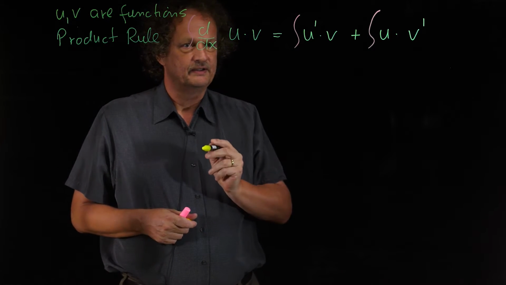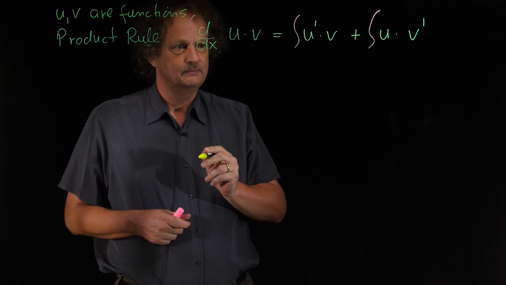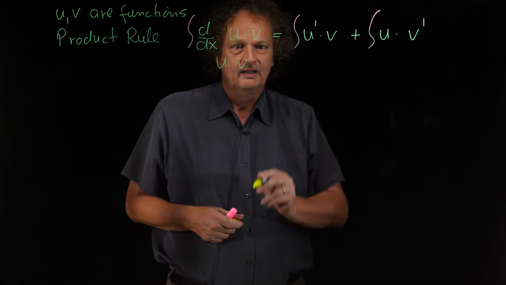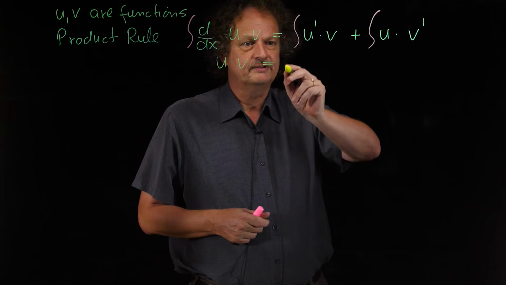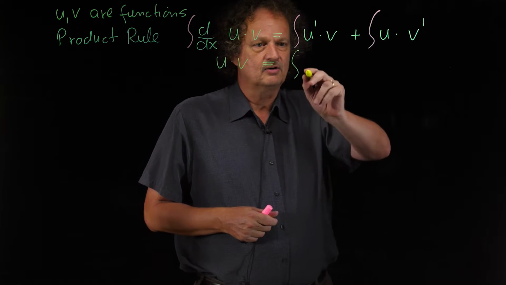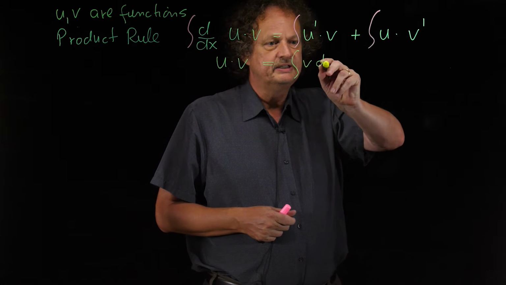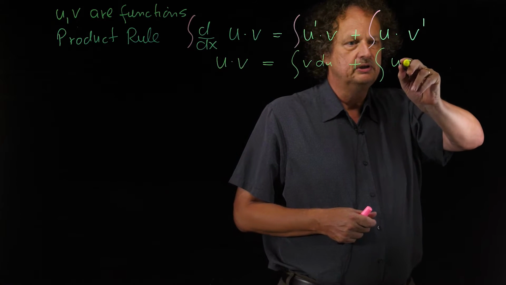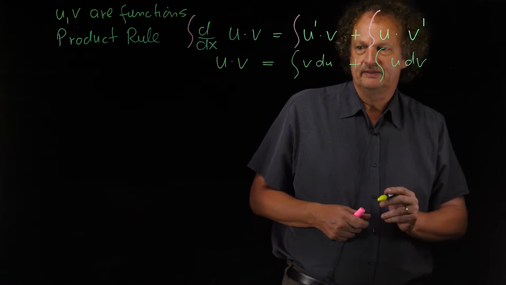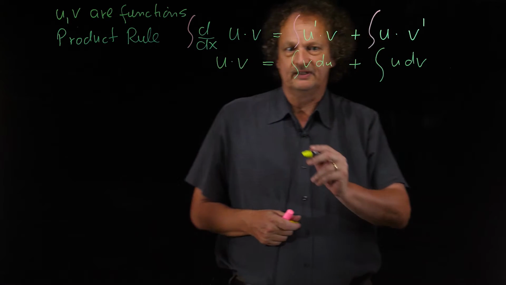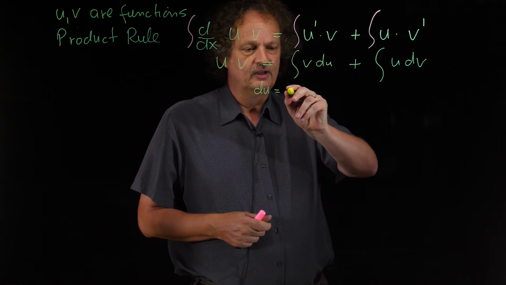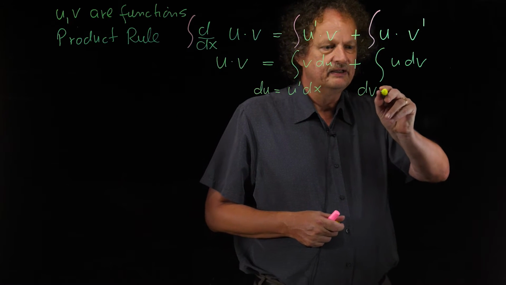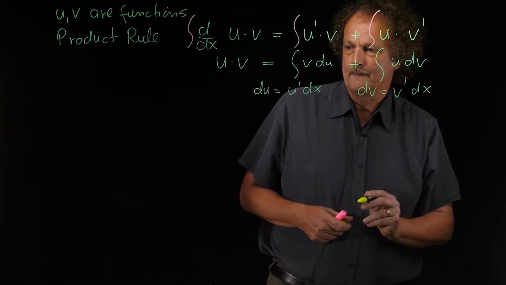Here we take the derivative and then we integrate, and so by the fundamental theorem that cancels essentially, and we get our functions back, u times v. And then over here we're going to rewrite this as an integral, which I'm going to call v du, and the second thing I'm going to write as an integral, which I'm going to call u dv. And here I'm thinking of that du is u prime dx, and dv is v prime dx.